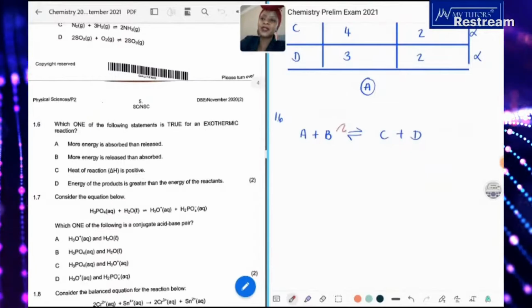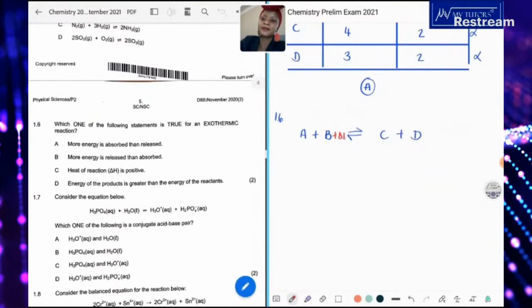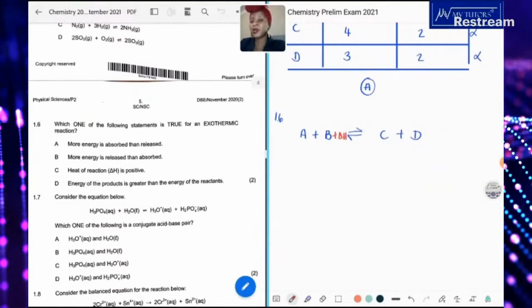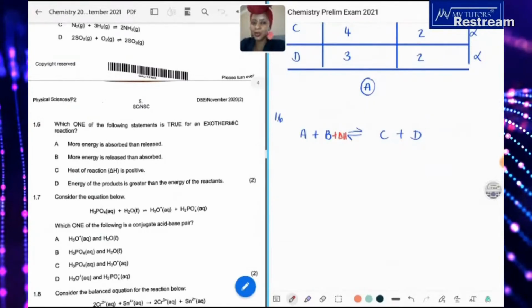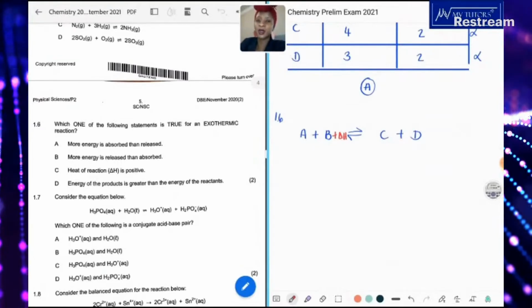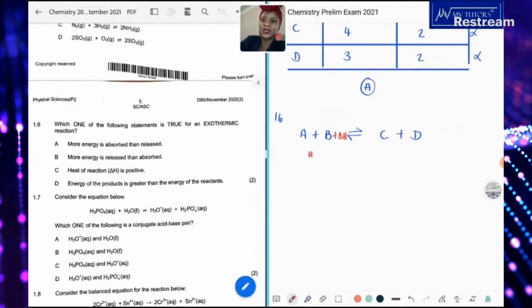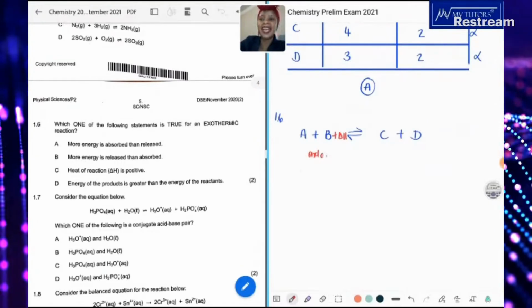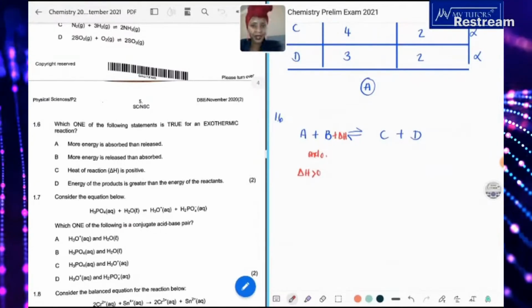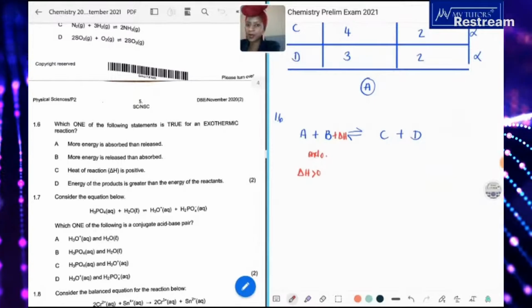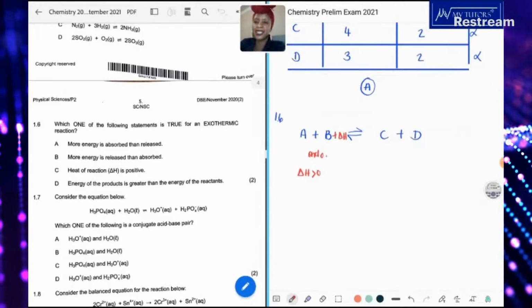Well, basically, if you need to add heat on your reactant side in order to get the products, if you need to absorb heat in order for the products to form, you have an endothermic reaction. Okay, so that is endothermic. And remember also your enthalpy is bigger than 0, so you'll have a positive enthalpy or change in heat.